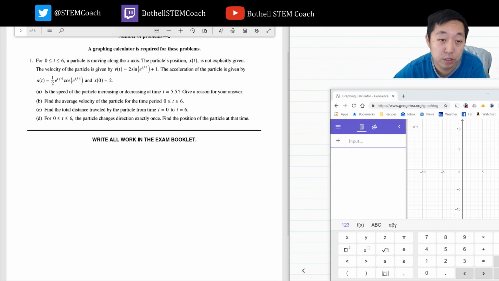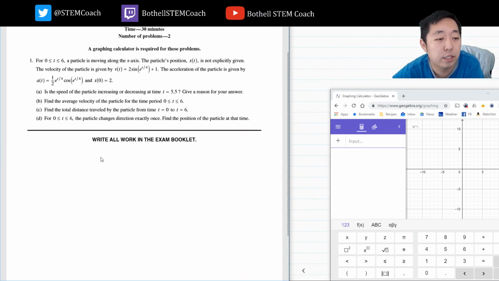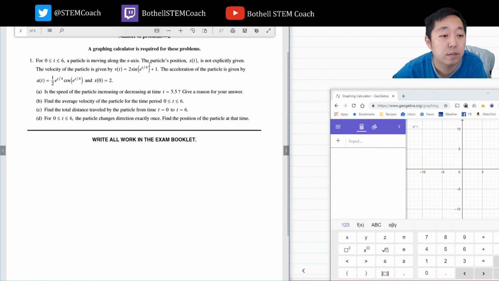Free Response questions. So let's go ahead and take a look. First part is the graphing calculator. So I got the GeoGebra calculator up here. For 0 ≤ t ≤ 6, a particle is moving along the x-axis. The particle's position x(t) is not explicitly given. The velocity is given by that. The acceleration of the particle is given by that. And x(0) is equal to 2.